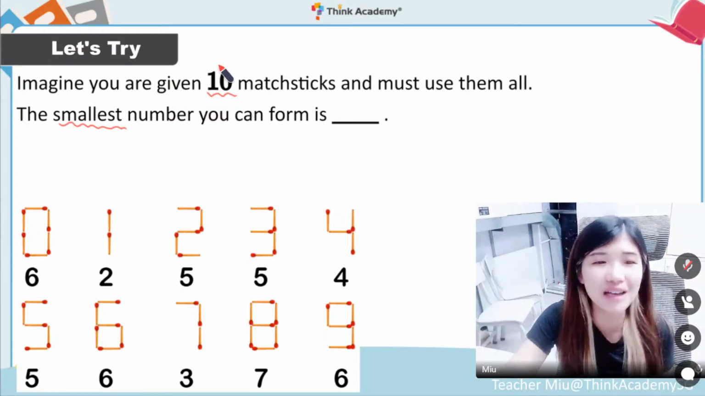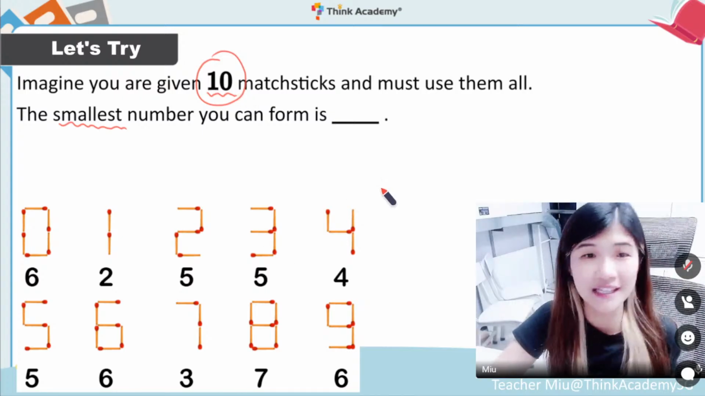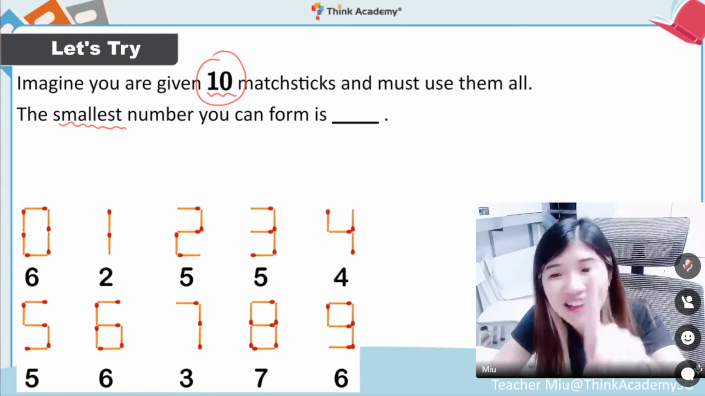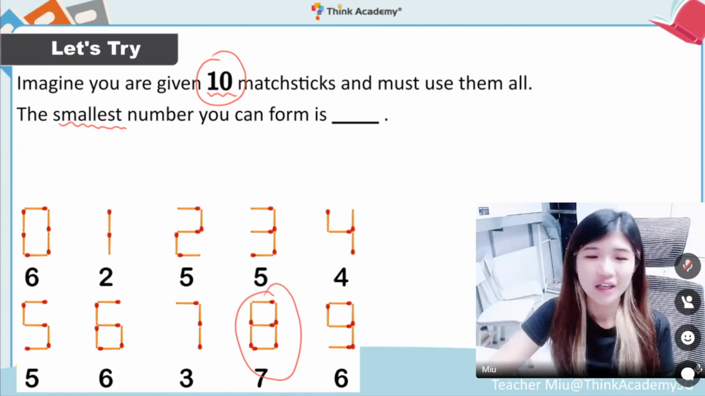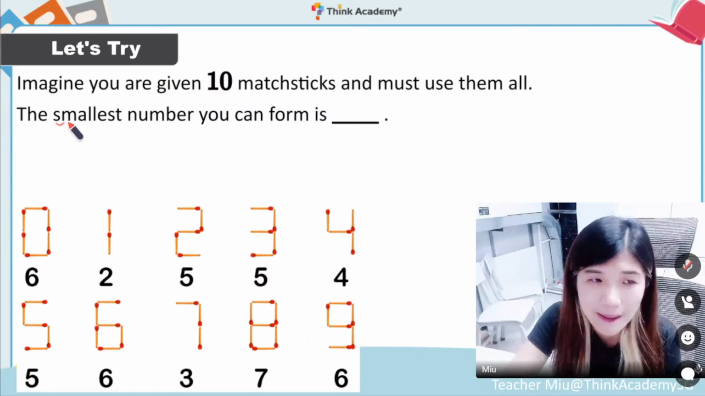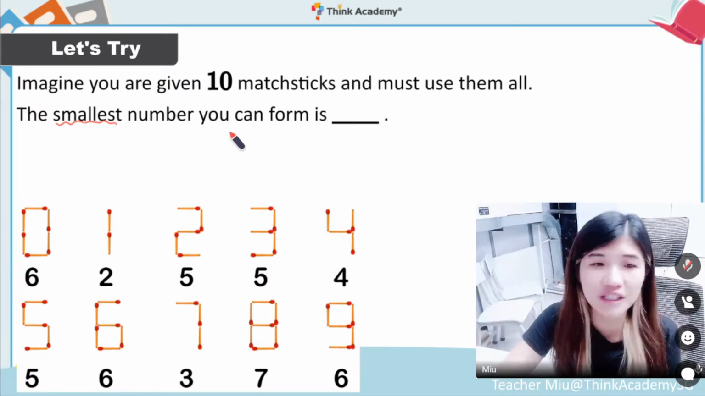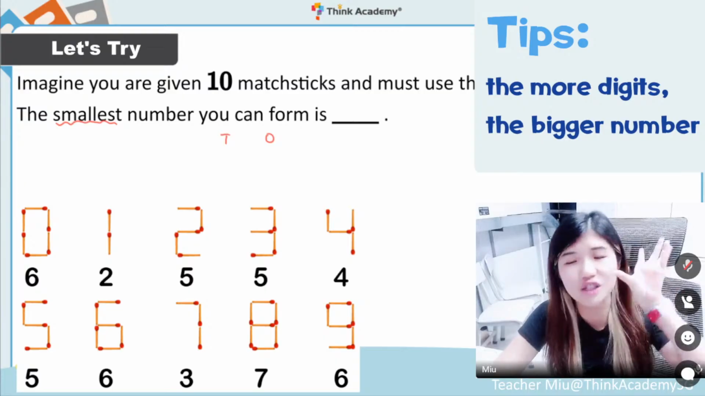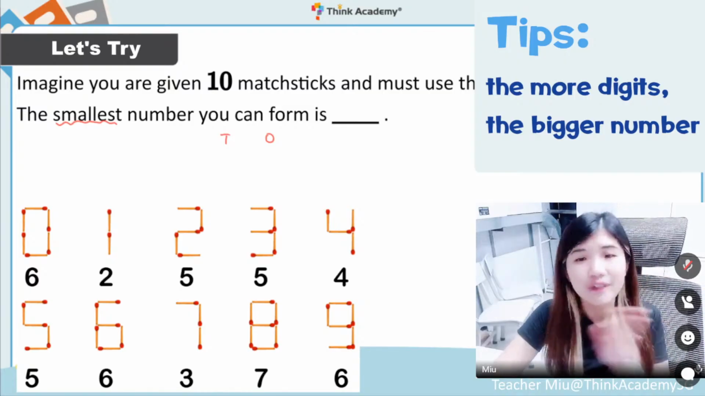That's very small. But how is it possible to use all the 10 matchsticks to make a 1-digit number? Is it possible? No. The biggest number of matchsticks for 1 digit is 7. Which means cannot. Which means the smallest number you can make can only be at least 2 digits. If at least 2 digits, then again, 10s and 1s. You make it as small as possible, right?